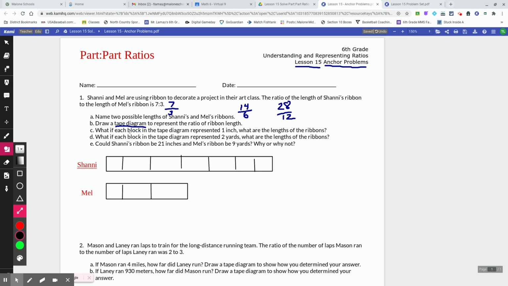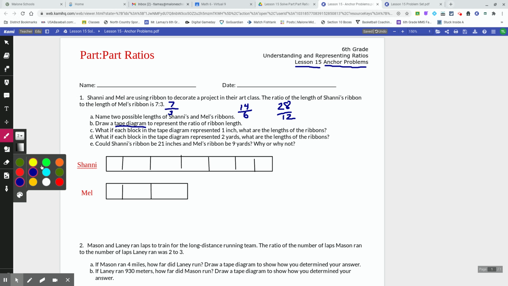All right. It says, what if each block in a tape diagram represents 1 inch? So if we did this, then each one would be 1. This is 1, that's 1, that's 1, and so on. What are the lengths of the ribbons? Well, then it would be 7 inches to 3 inches. Okay, so there's question C.